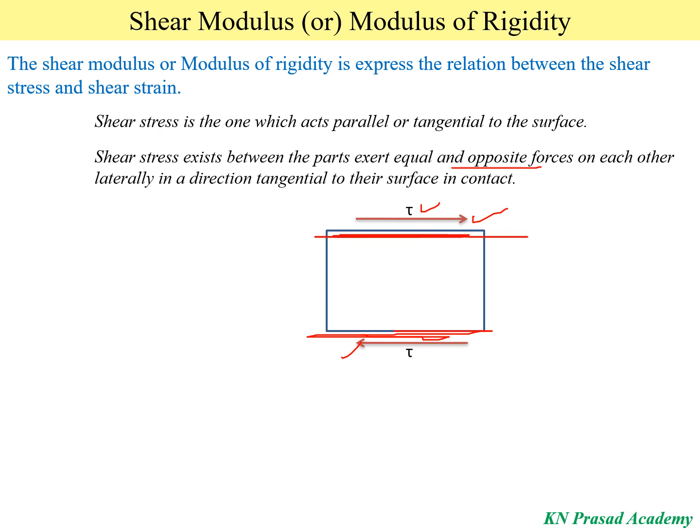Next, if we apply direct stress, which may be tensile or compressive, the deformation occurs as a change in length. In the previous lectures we already discussed that, for example, when applying a tensile force, the body goes for elongation, and when we apply compressive forces, the body goes for contraction.